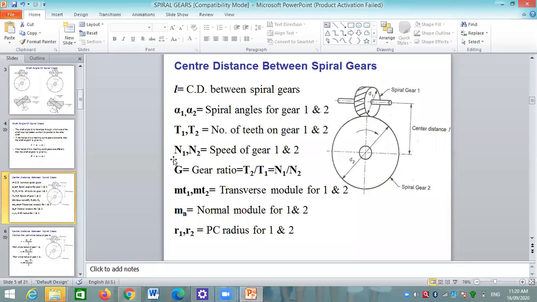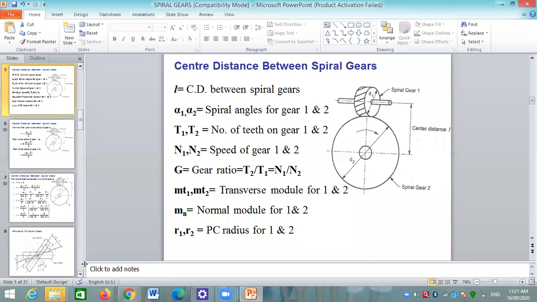N1 and N2 are the speeds of gear 1 and 2. Gear ratio is denoted by G and it is equal to T2 by T1 or N1 by N2. MT1 and MT2 are the transverse modules for gear 1 and 2. Mn is the normal module for gear 1 and 2. Here the normal module is the same for both the gears. R1, R2 are the pitch circle radii for gear 1 and 2.